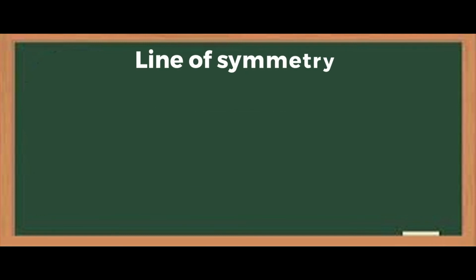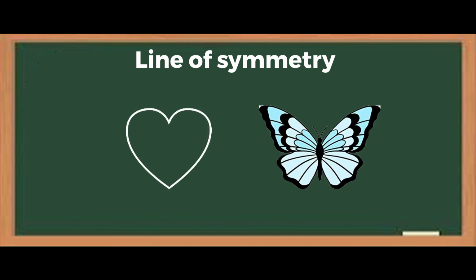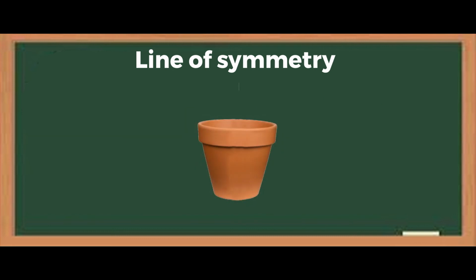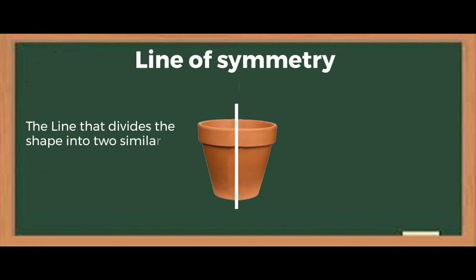Now let us learn about another important line called the line of symmetry. Can you look at the image of a heart? If we fold from the middle, each half would match exactly. See the picture of a butterfly there. If we fold from the middle, each half would match exactly. Let's try with another figure, say a flower pot. If we draw a line from the middle, each half would match exactly. The line that divides the shape into two similar halves is the line of symmetry.